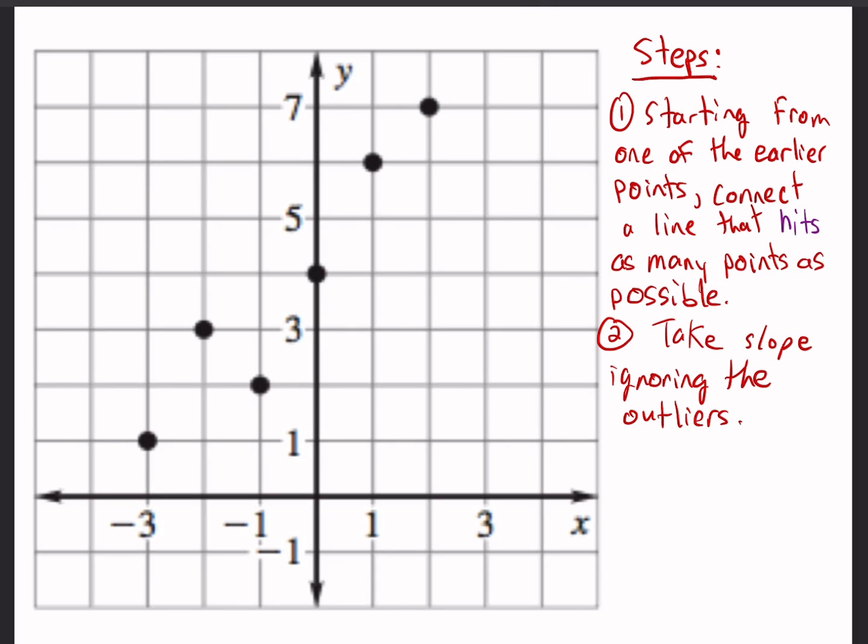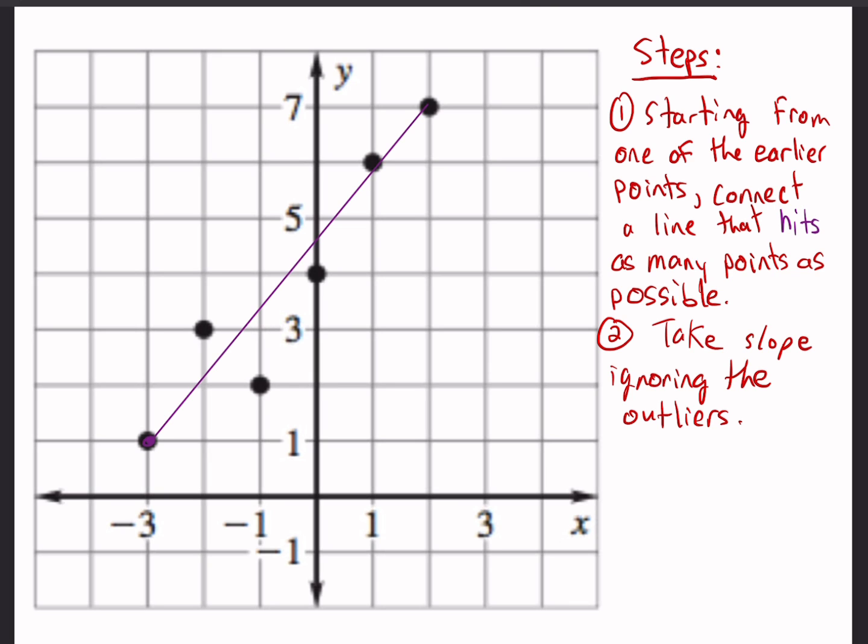So if we're going to do the line of best fit here, what we're going to do is start from one of the earlier points. And I always say actually start from the earliest point, the point that's most on the left. You start from that point, and then you see which line, and it should be a straight line, hits the most amount of points as possible. So if I go here, I only get 2 points. If I go here, I only get 2 points as well. Or here, 2 points. So none of these seem to be as good as if I go through here, where I actually hit all 3 points.